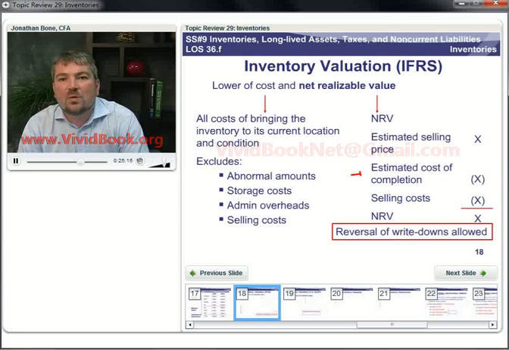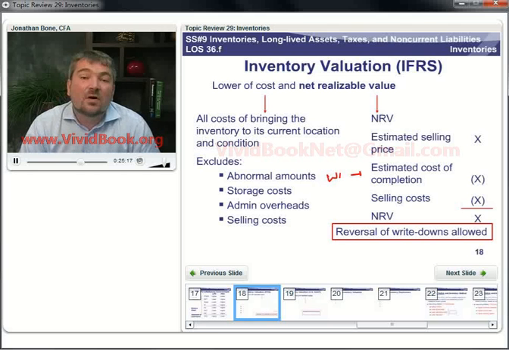If you're looking at your work in progress, because there's still costs of completing the goods. If you're looking at finished goods, then you won't have any estimated cost of completion. So basically, if we were looking at a finished good, net realizable value would simply be estimated selling price less any selling costs, any costs you're going to incur in selling the goods to get your net realizable value.